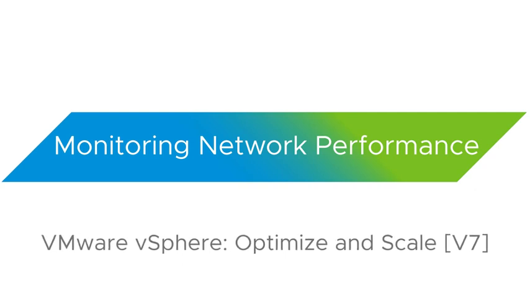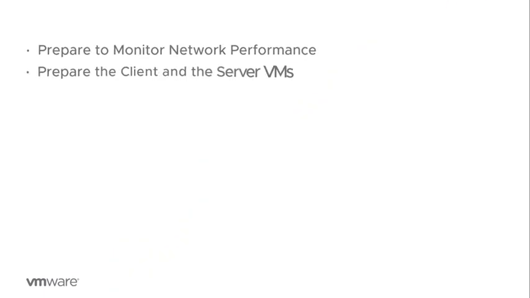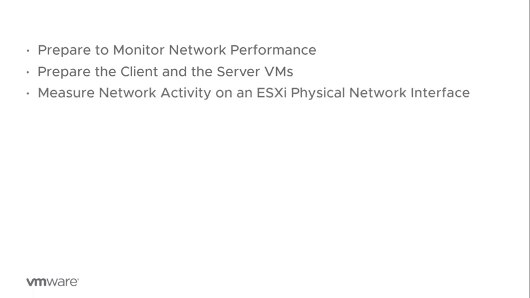At the beginning of this lab, we already need to be familiar with the concept of VMware vSphere networking and the ESXTop utility. In this lab, we will prepare our test client and server VMs to monitor network performance. Then we are going to measure network activity on an ESXi physical network interface.